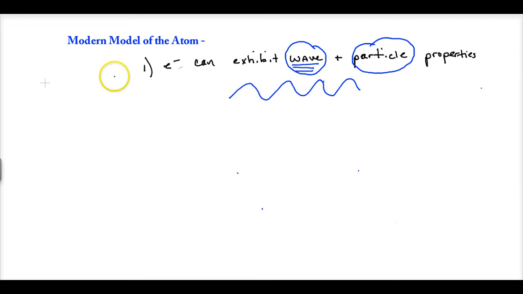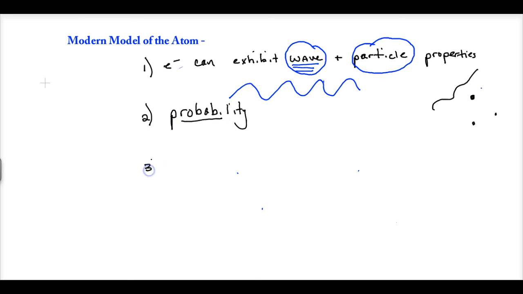Number two, because electrons are existing as waves, where they exist in space has to be based on probability. We can't say with definite confidence exactly where one electron is because we're not going to treat it as a point. We're treating it as a wave. And where is that wave? Well, it's spread out. So probability is what we use to describe where electrons are. We can't say they're definitely here or here. We can only say with some probability. So the modern model of the atom uses probability.